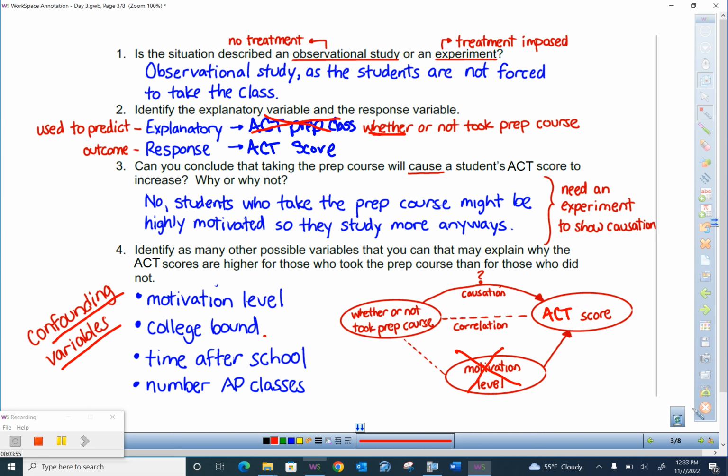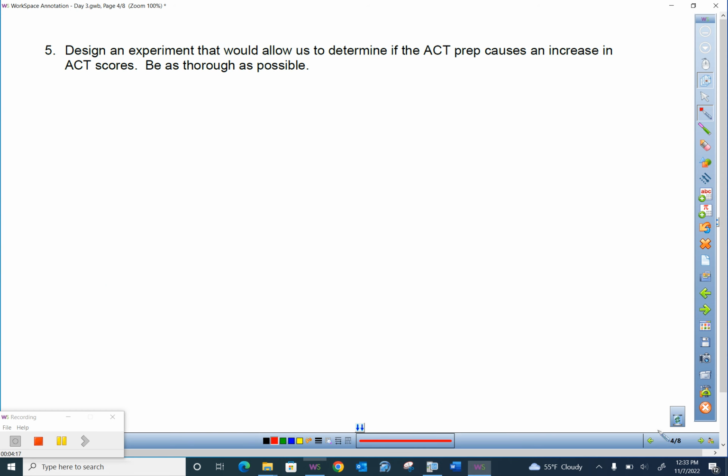Okay? So then on number 5, what I want you to do is try to design an experiment that would allow us to determine if the ACT prep causes an increase in ACT scores. Okay, so try to be as thorough as possible in explaining this, and then we'll chat after you give it a stab to go over kind of what I'm looking for here. Okay, so pause the video and try that for me.